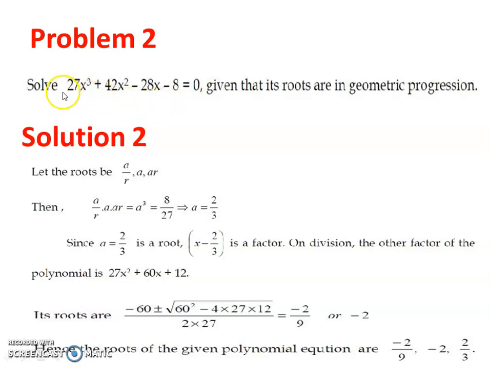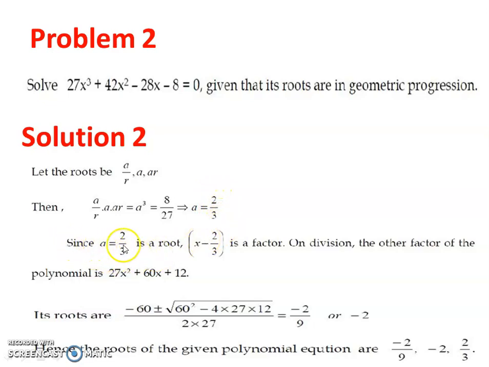Then here a is 27, b is 42, c is minus 28 and d is minus 8. Therefore, minus d by a will become 8 by 27. Therefore, a cube is equal to 8 by 27. Hence, you will get a is equal to the cube root of 8 by 27, that you will get as 2 by 3.